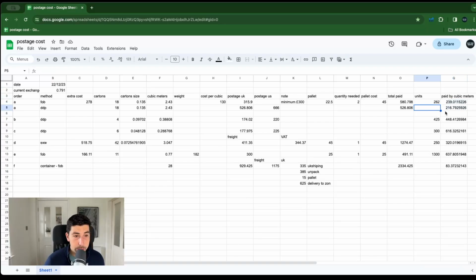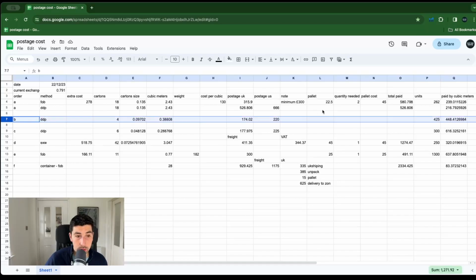Next thing, we've got another shipment. We've got DDP, and we've got four boxes here. We've paid 174 quid postage, DDP postage for these ones, and we've got 425 units arrived. We paid 448 per cubic meter. This was quite an urgent order because I was getting out of stock, so I just thought, let's go for it.